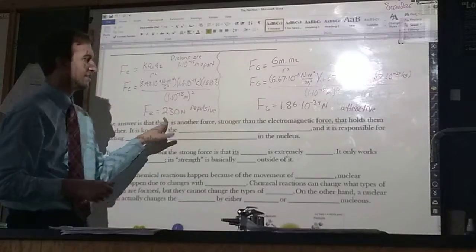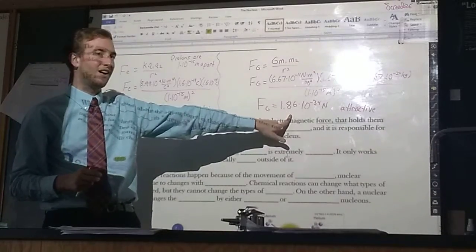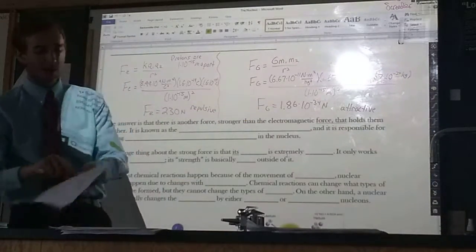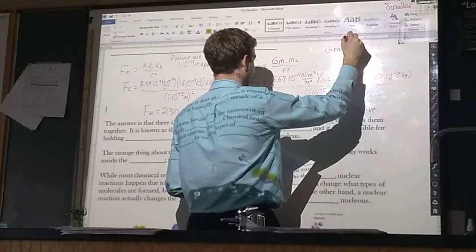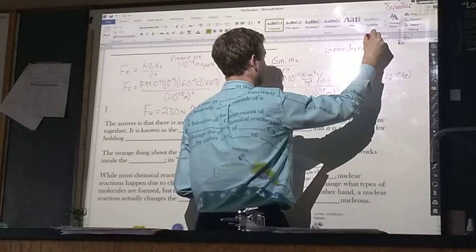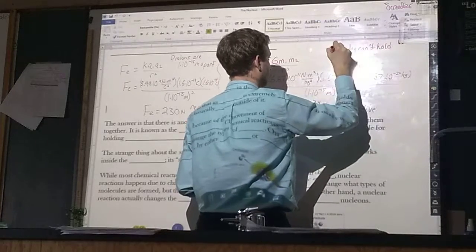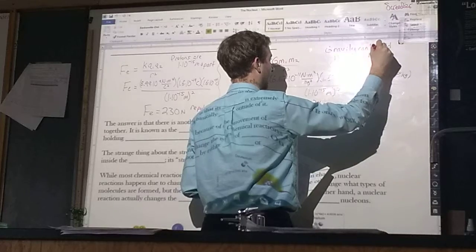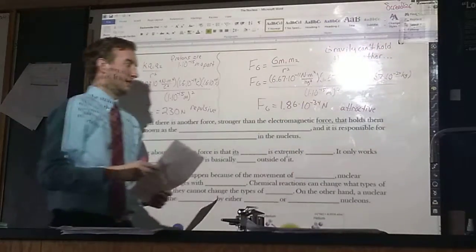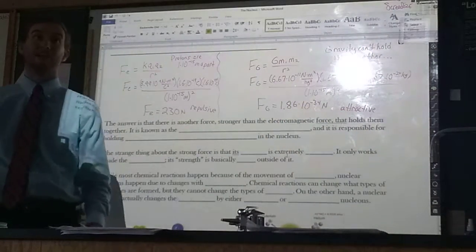You've got a force this big and you're going to try and counter it with this? Not happening. There is no way gravity can hold this together. Gravity cannot hold this together. So the question is, well, what can?